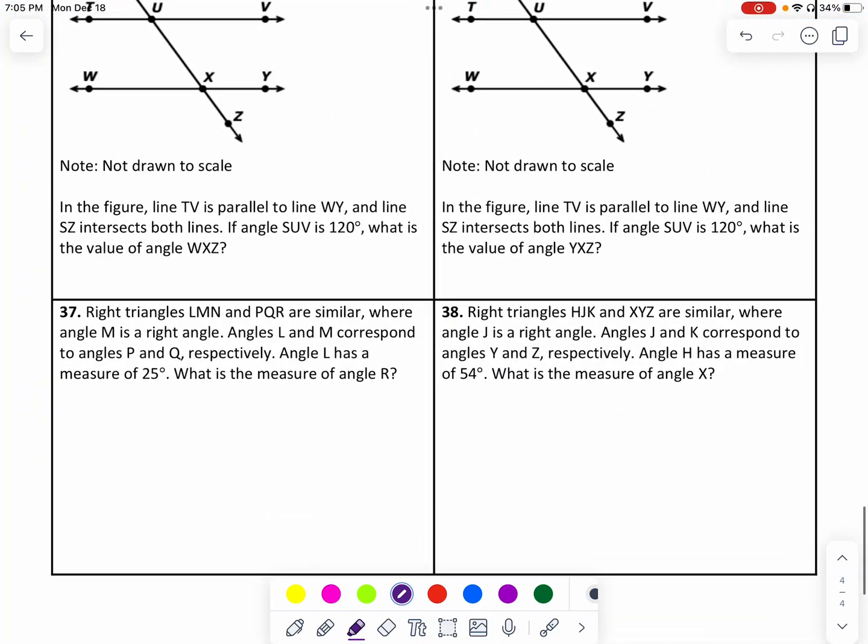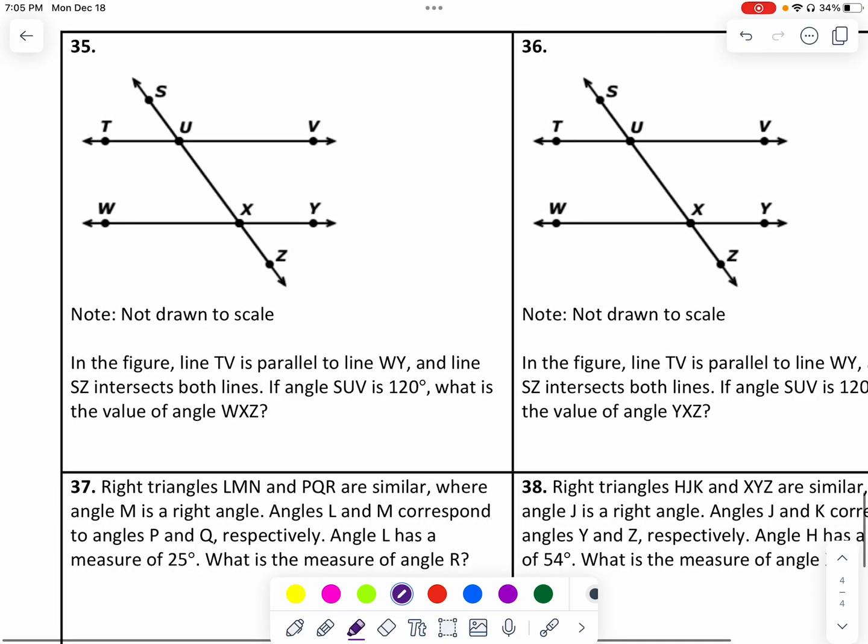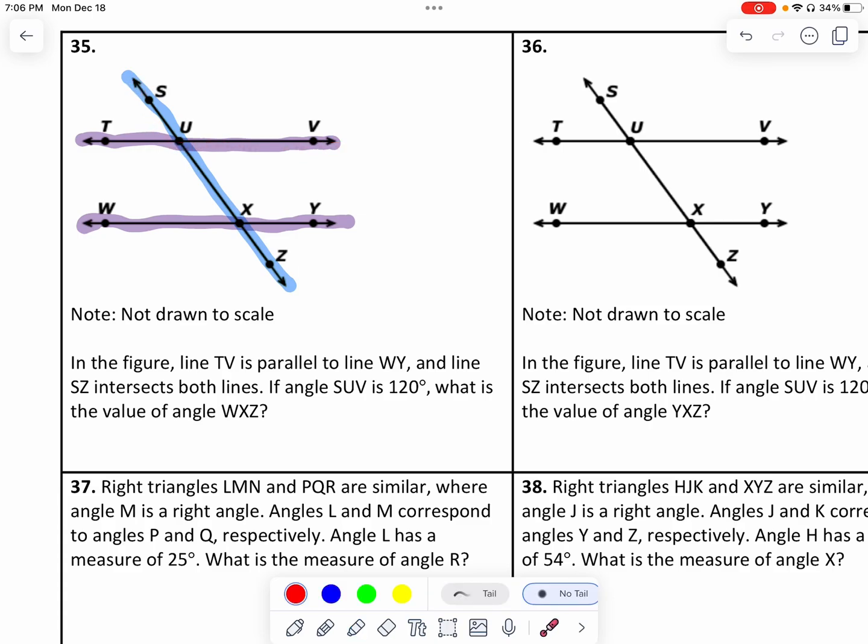All right, last few. We're almost done. So in the figure, the line TV is parallel to this line, and the line SZ is that one. The angle SUV, this one, is 120, so this is 120 degrees. What is the value of WXZ?